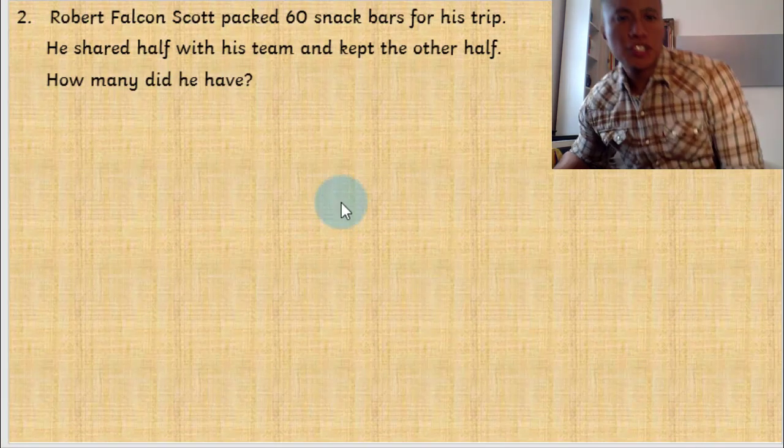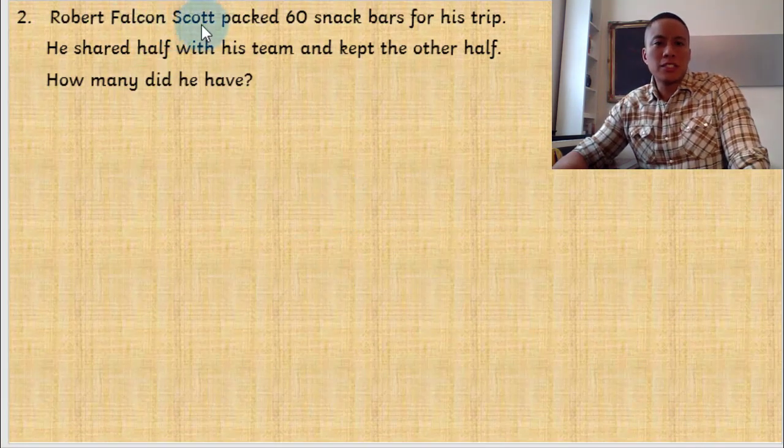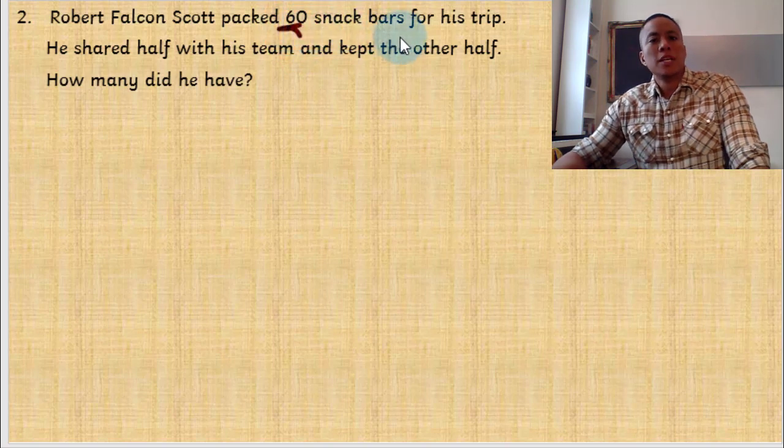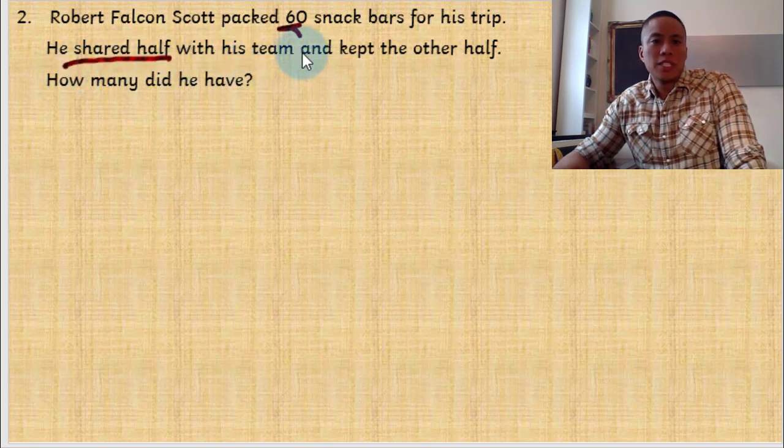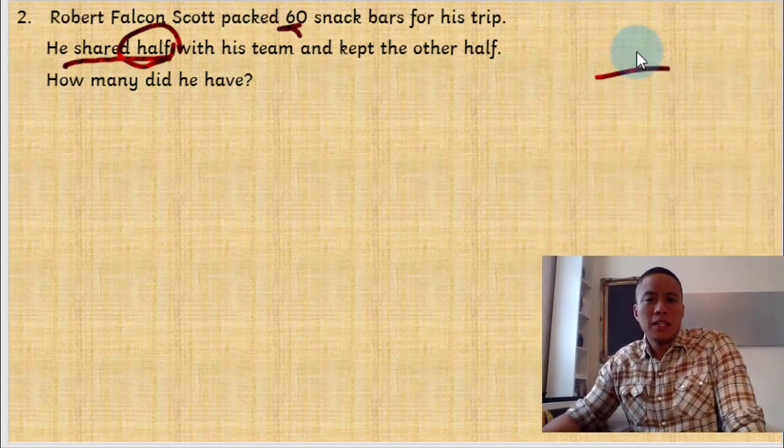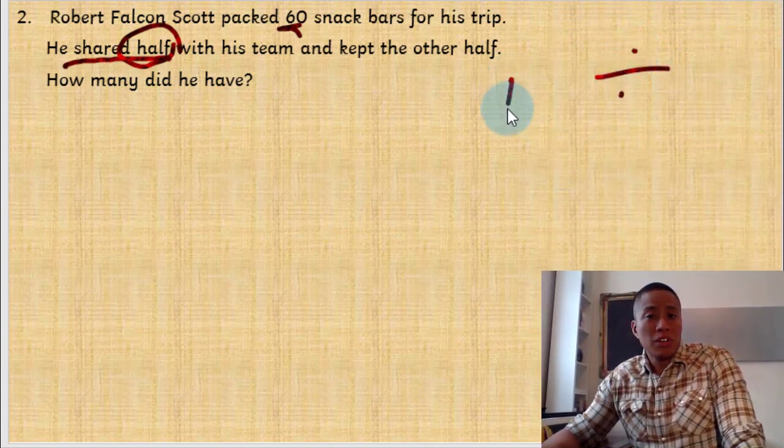Question 2. Robert Falcon Scott packed 60 snack bars for his trip. I'm going to get this 60 here because I do like that number 60. I think it's going to be important. He shared half with his team and kept the other half. How many did he have? So the word half here tells me that it's going to be a division. And also the word half could look like this as well, half.